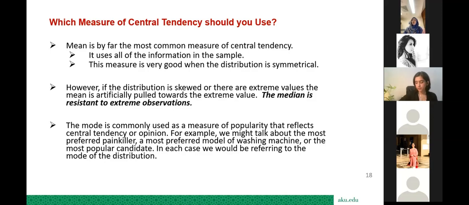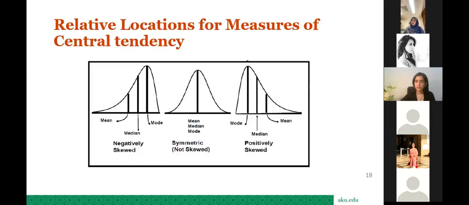And the mode is commonly used as a measure of popularity. I just spoke about the type of histopathology, where you just want to know which is the most commonly occurring. Or, for example, if you want to see which painkillers are preferred by the patients, you can report a mode for it. So this was central tendency. This is how the data is measured when you talk about central tendency.